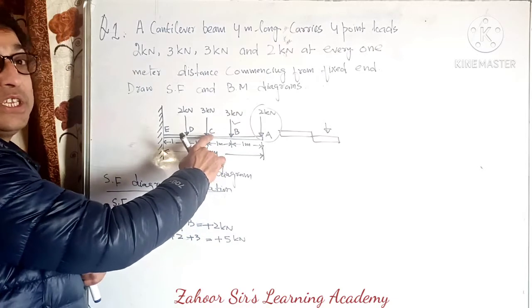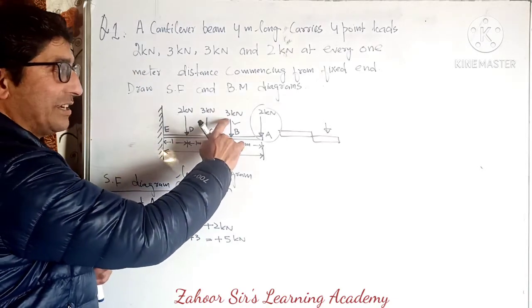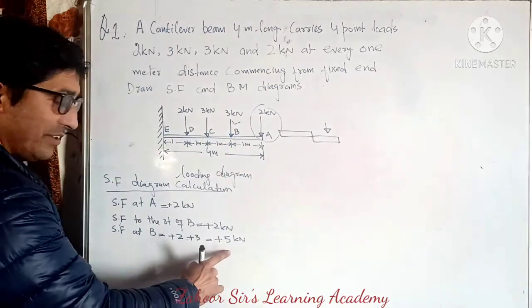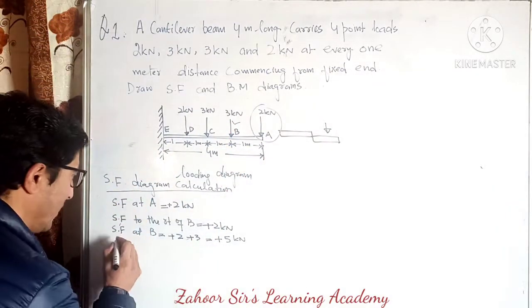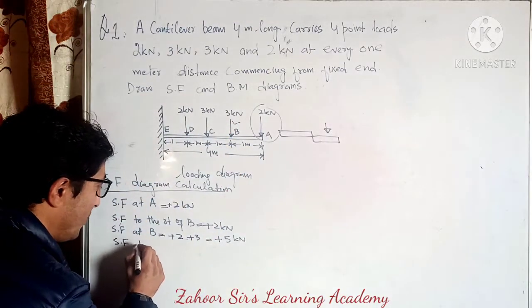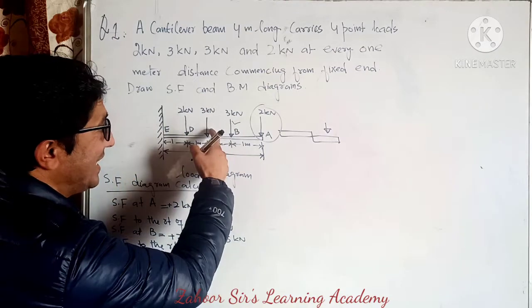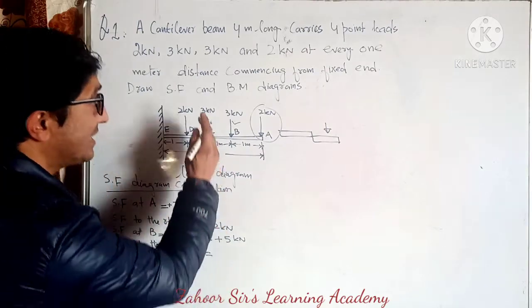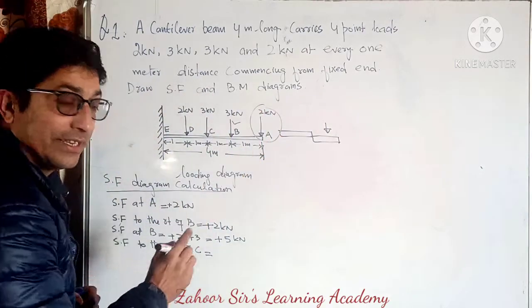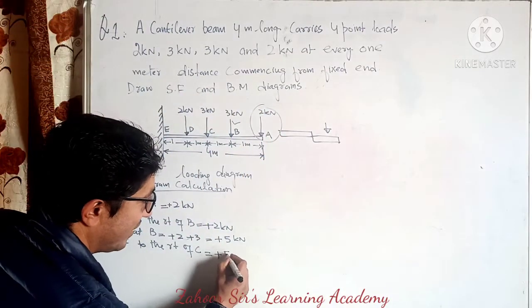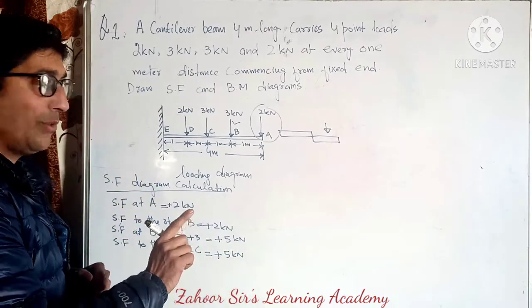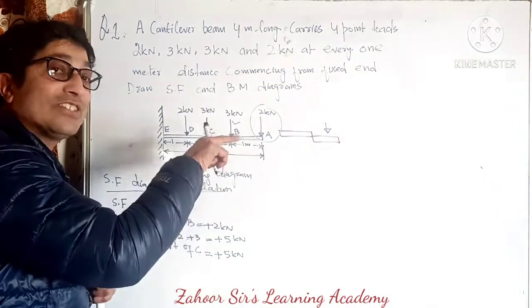To the right of C, what is SF to the right of C? That means this plus this, that is 5. Should I write it? So I should write it. So SF to the right of C is 3 plus 2, that's 5 kilonewton. Now, SF at C.